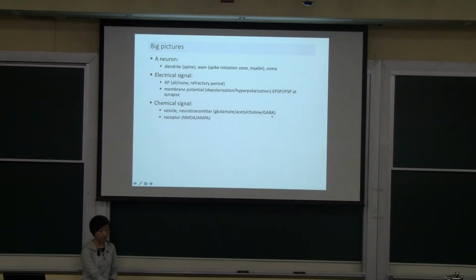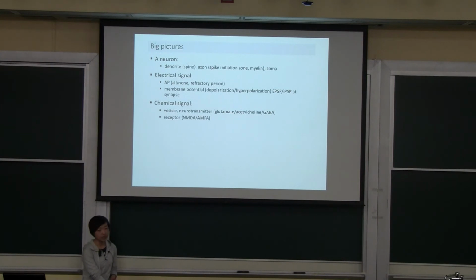And GABA appears in Dr. Connor's lecture when you are talking about the horizontal cells, and those cells are inhibiting those nearby bipolar cells, and that inhibition is using this GABA neurotransmitter. So GABA is an inhibitory neurotransmitter.